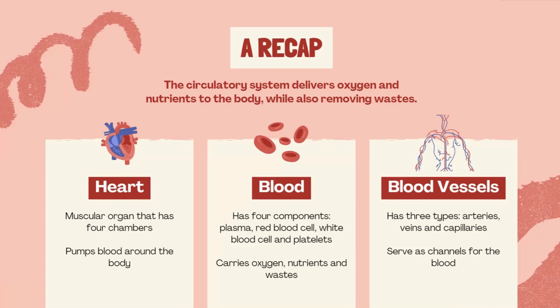Blood, we said, has 4 components: plasma, red blood cells, white blood cells, and platelets. It carries oxygen, nutrients, and waste. We later looked at blood vessels, where we said there are 3 types, namely arteries, veins, and capillaries. They serve as channels for the blood.